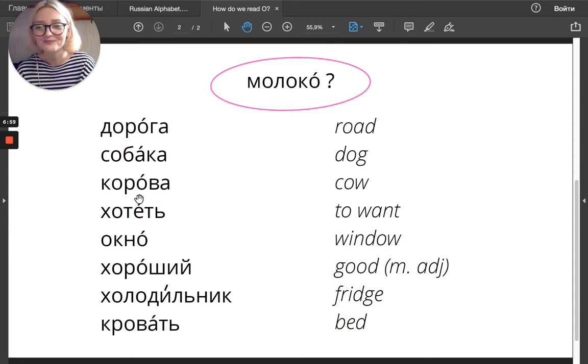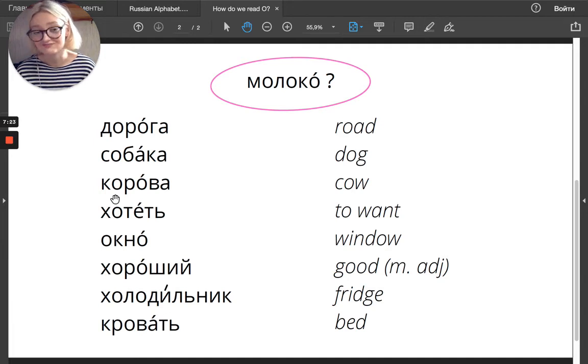Next one is cow. Try it first. Okay. Корова. The first O is not stressed. We read it like A.